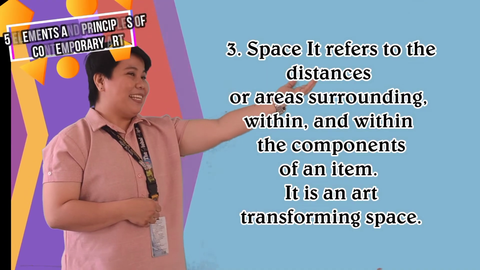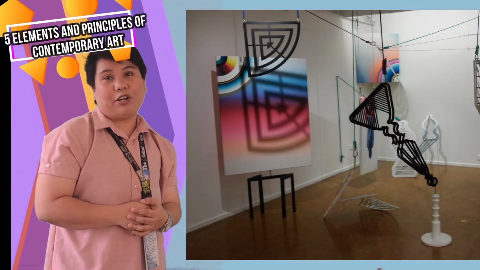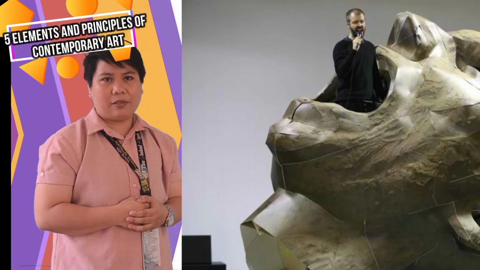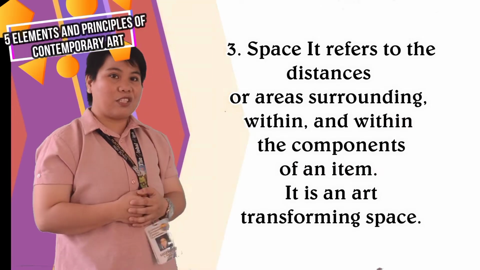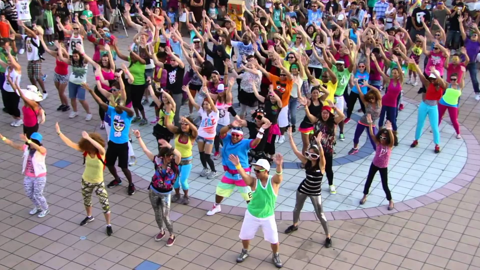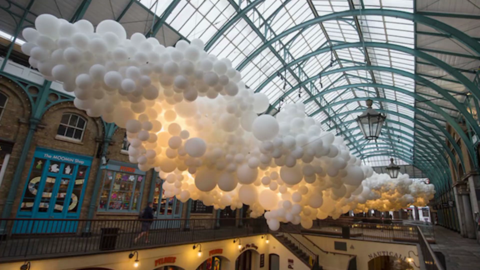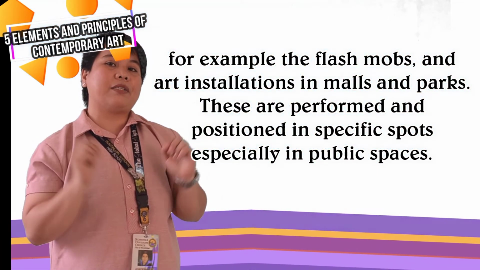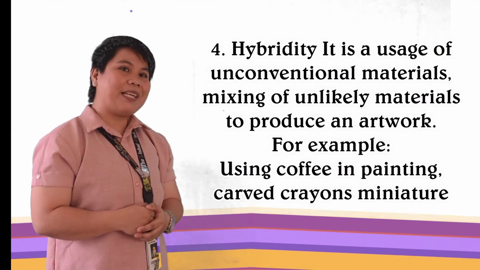Number 3. Space. It refers to the distances or areas surrounding, within, and between the components of an item. It is an art transforming space. For example, the flash mob, and an art installation in malls and parks. These are performed and positioned in specific spots, especially in public spaces.